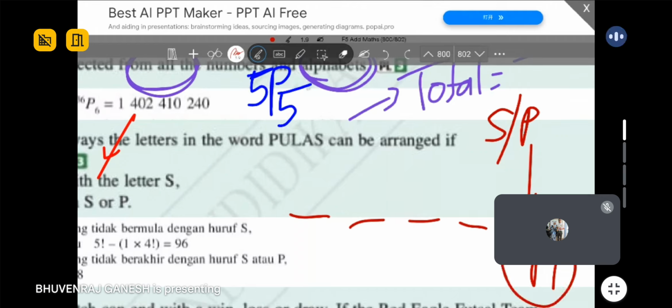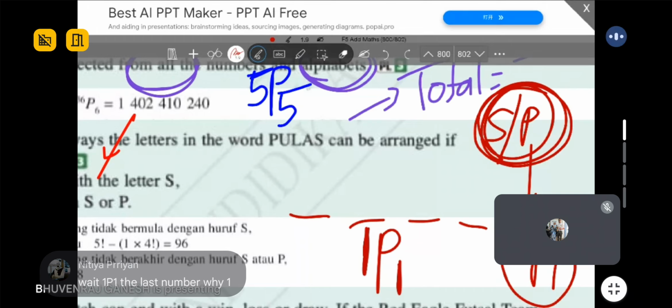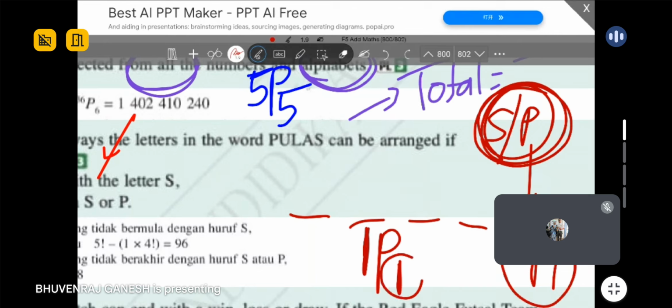So second step, you already choose one. Kamu dah pilih satu. So baki satu. You are left with one. 1P1. Am I right? Sebab satu saya hanya boleh isi dalam satu kedudukan. Because our total is only one remainder from here. Dari sini yang baki. Wait, 1P1, the last number, why 1? You mean this number?